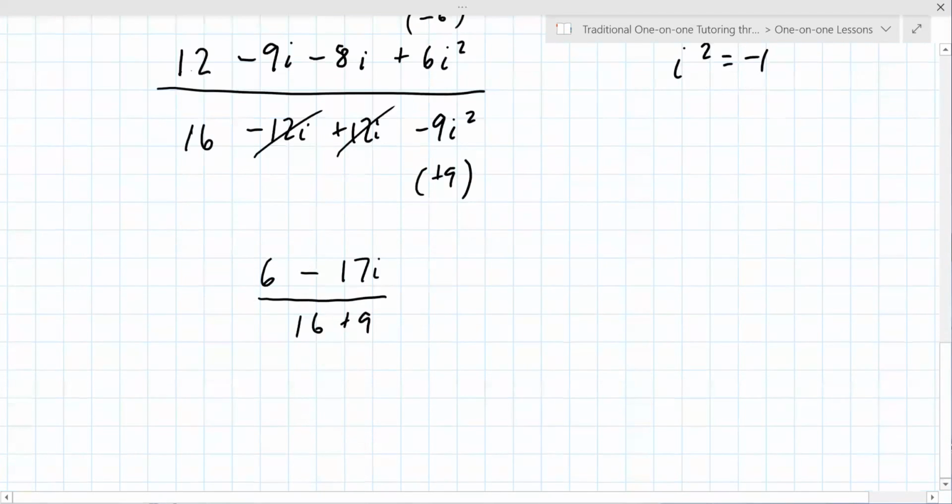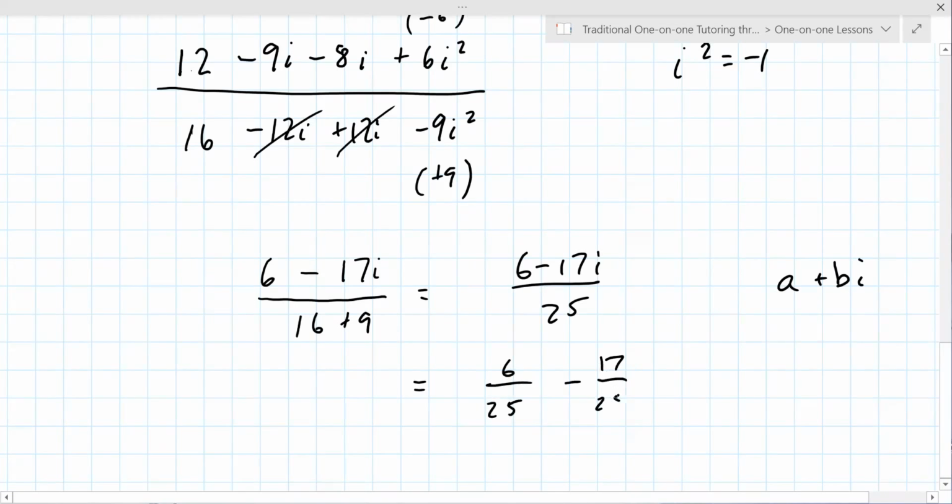There's more to do here. So the bottom is 25. So I'll just write it off to the side here. 6 minus 17i over 25. You'll see this a lot. Your instructor might say, write it in this form. Well, this means that there's no fractions on the bottom here. So you have to divide each of these by 25. And this is your final answer on that one.